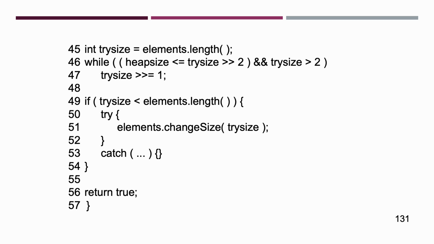So if resizing is necessary, we attempt to change the size of the elements using elements.changeSize wrapped in a try-catch block. The try block ensures that the resizing operation is attempted safely. The catch block, though empty here, could be expanded to handle exceptions like memory allocation failures. Finally, the method returns true, indicating that the resize operation was successfully completed.